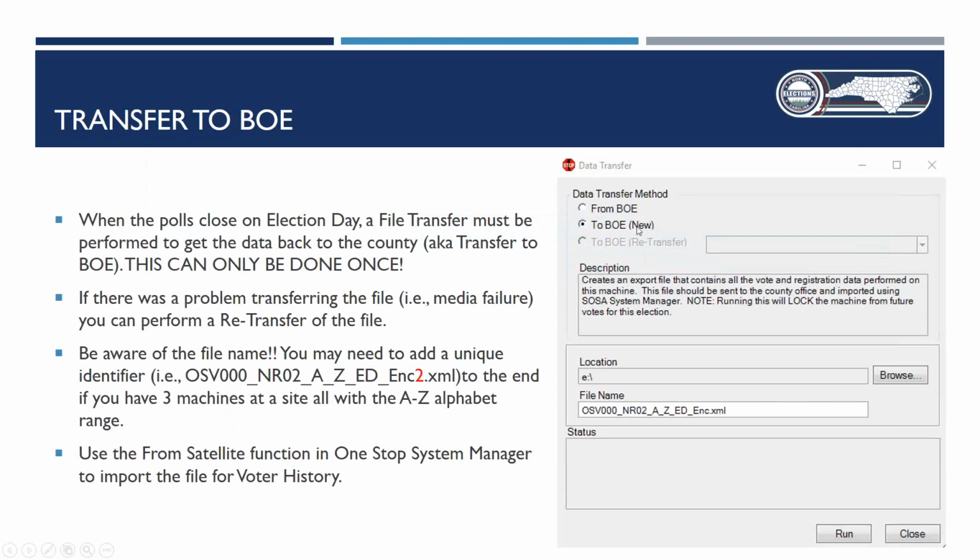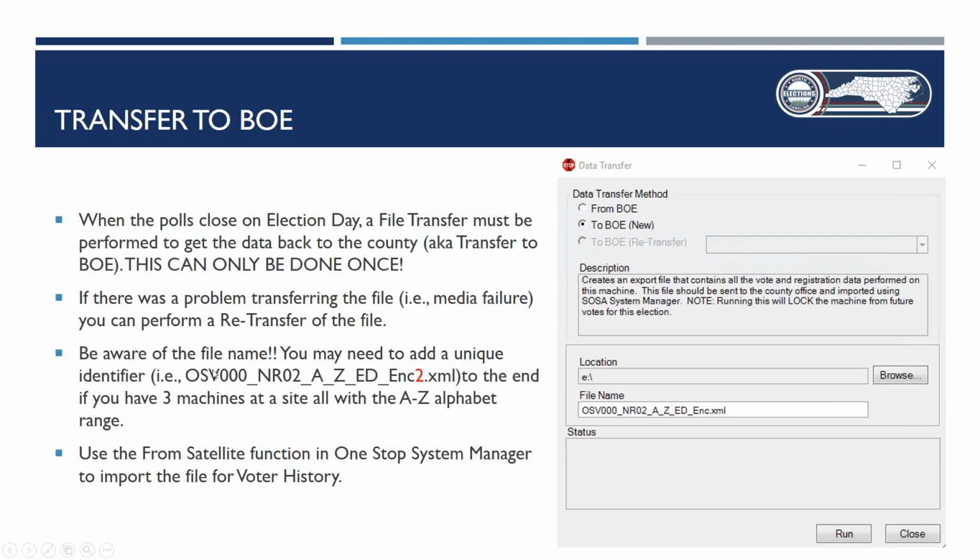All right, so if you did a 2BOE and for some reason there was a media failure, it didn't show up on the stick, once you've done the 2BOE, the 2BOE retransfer would be enabled, and then you would hit the drop down, select the transfer that you did, and do it again. So if there's something that happens, don't panic, you can get the file back again.